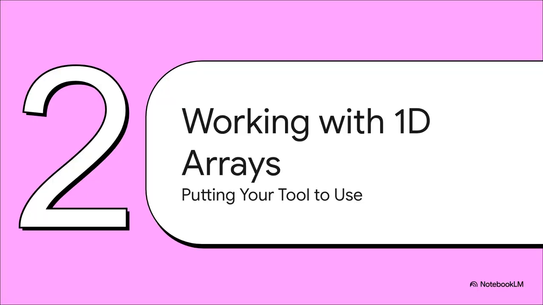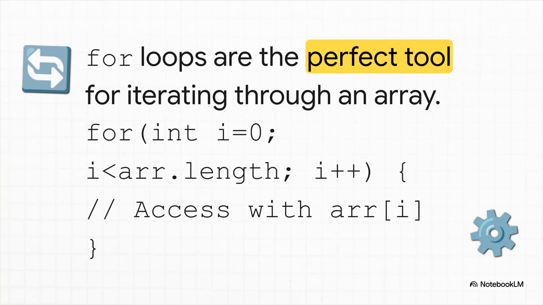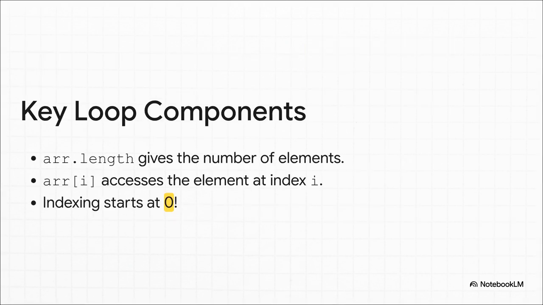Okay, so we've got our list. Now what? How do we actually work with the data inside? Grabbing each item one by one just isn't going to cut it. We need a way to process the whole list automatically. And that, my friends, is where loops come in. The classic for loop is the perfect tool for walking through an array. It's literally designed to start at the very beginning, visit every single element one by one, and stop when it gets to the end.